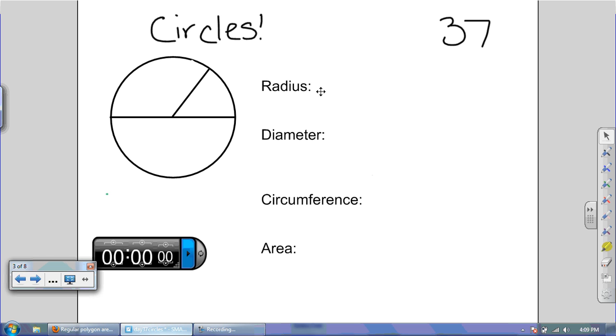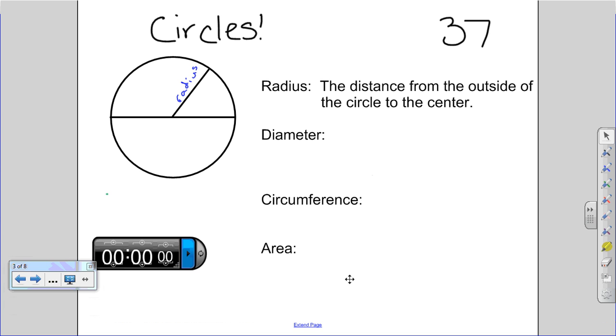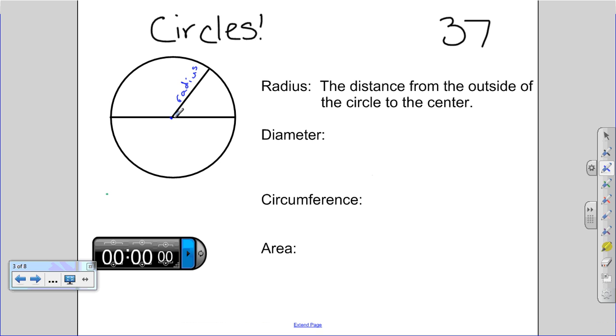Okay, hopefully somebody said it. Good. The radius is the distance from the outside of the circle to the center. So anywhere we can go from the center point here to the outside.